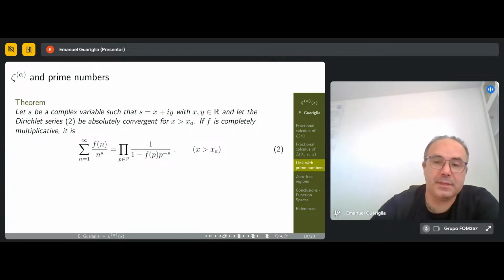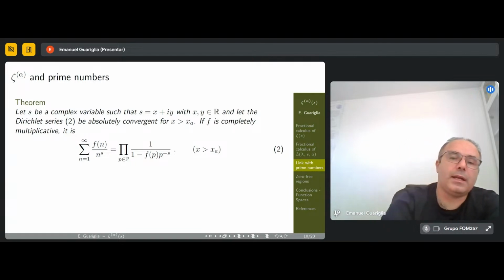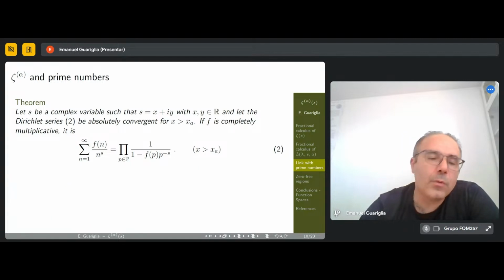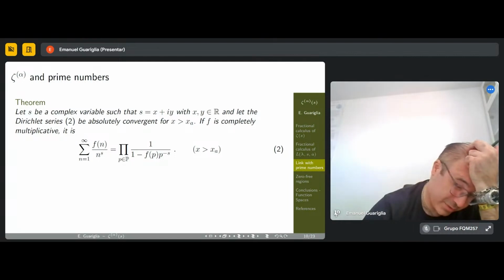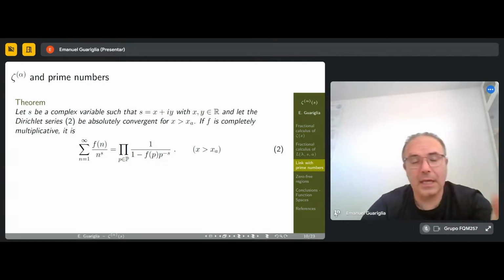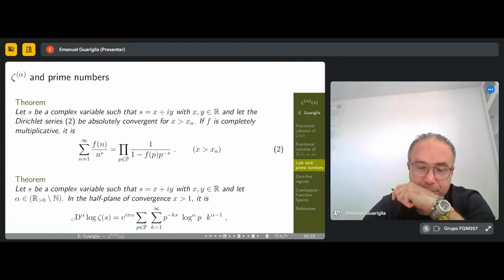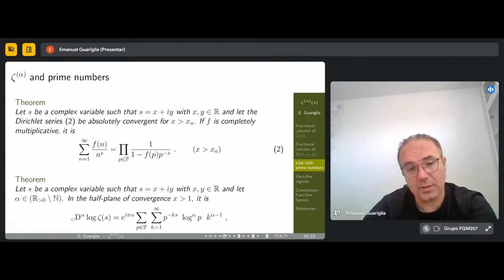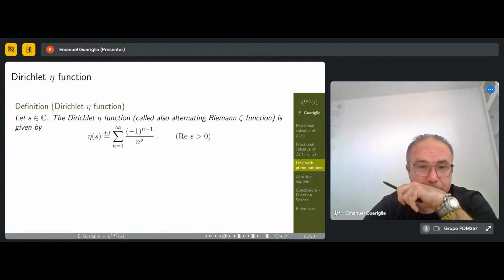But the problem is that this is true when f is completely multiplicative. What happens when this is not completely multiplicative? Well, this is a problem that actually I solved. And the point is that here we can write this sum as a product, but the sum inside doesn't converge. Moreover, we can compute the fractional log derivative of zeta.